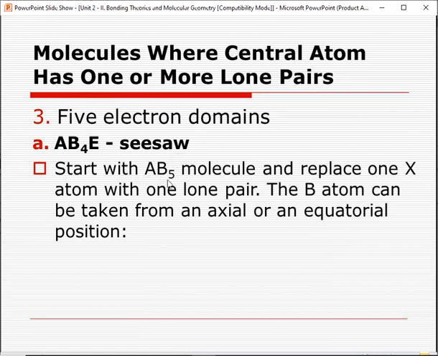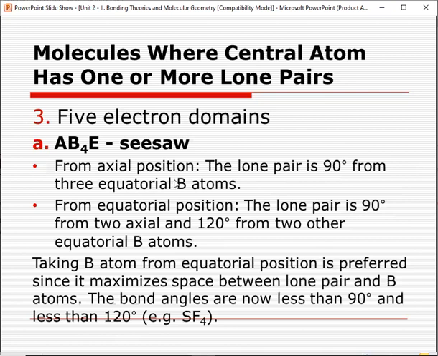So start with AB5 molecule and replace one B atom with one lone pair. The B atom can be taken from an axial or an equatorial position. So the axial position, the lone pair is 90 degrees from 3 equatorial B atoms. So ang equatorial position, the lone pair is 90 degrees from 2 axial and 120 degrees from 2 other equatorial B atoms. Taking B atom from equatorial position is preferred since it maximizes separation between lone pairs and B atoms.